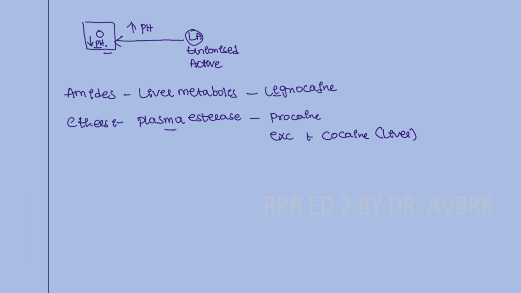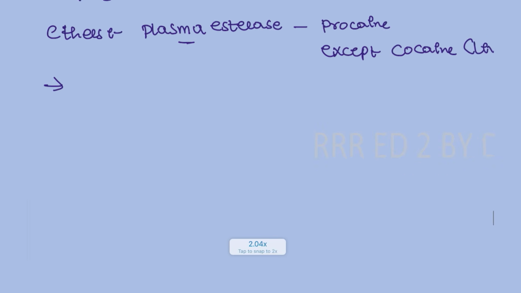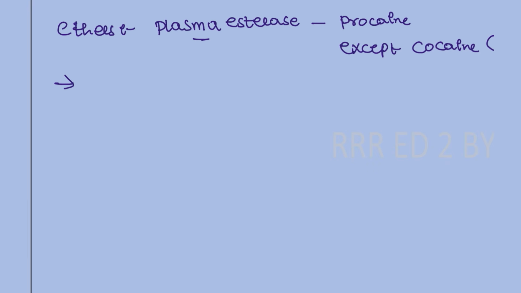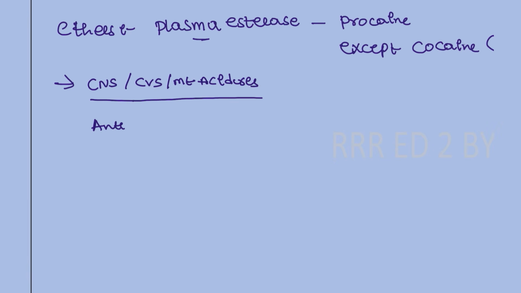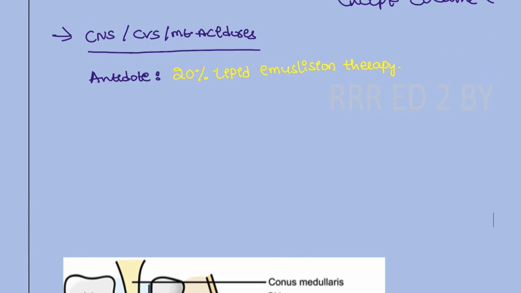There are also some important points to remember about the side effects. What are the side effects associated with local anesthetics? Suddenly CNS and CVS symptoms, and the patient has metabolic acidosis. If these three are present after giving the local anesthetic, this is the toxicity. And what is the antidote given for this patient? The antidote is 20% lipid emulsion therapy. I wrote it in yellow color so that you can remember. So 20% lipid emulsion therapy is given for this patient.